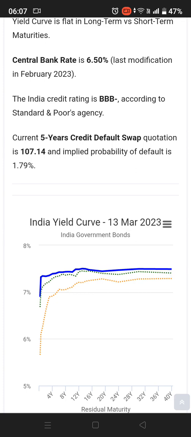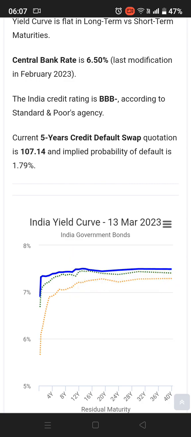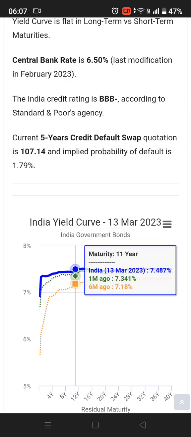And then as you go down the line, 40-year maturity bonds are giving 7.49. So there's very little difference, only a difference of say 15 basis points between 1 year and 40-year, and that explains it. So that is how much uncertainty is in the short run because of inflation and quantitative tightening. But you never know, it could come down, it could come crashing down anytime.